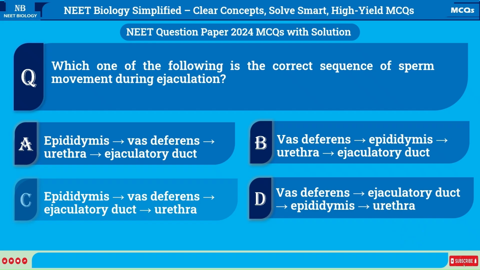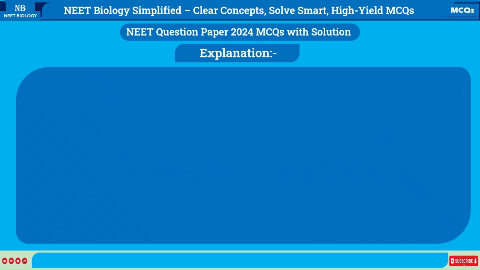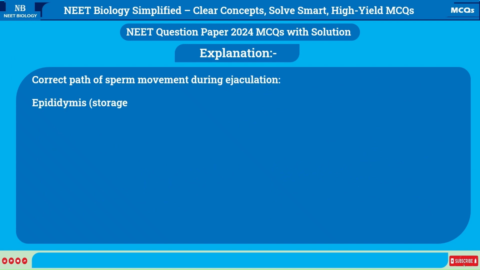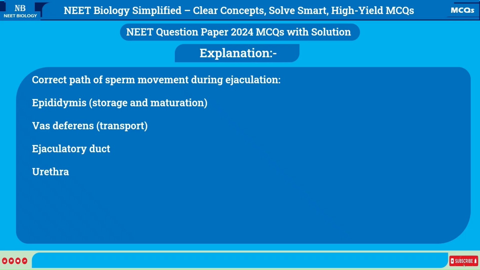Correct answer is C. Epididymis, vas deferens, ejaculatory duct, urethra. Explanation. Correct path of sperm movement during ejaculation. 1. Epididymis, storage and maturation. 2. Vas deferens, transport. 3. Ejaculatory duct. 4. Urethra, exit route.